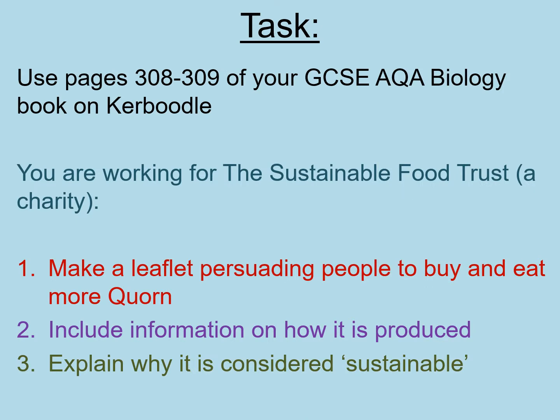So for your last task, what I'd like to do is use pages 308 to 309 of your GCSE AQA Biology book on Kerboodle. I want you to imagine you're working for the Sustainable Food Trust, which is a charity, and you're making a leaflet on their behalf. So your leaflet needs to persuade people to buy and eat more Quorn. You need to include information on how it's produced, and you need to explain why it is considered sustainable. There'll be some information from the video that I've given you, some information in the book. Complete your task, and then we'll do the plenary.